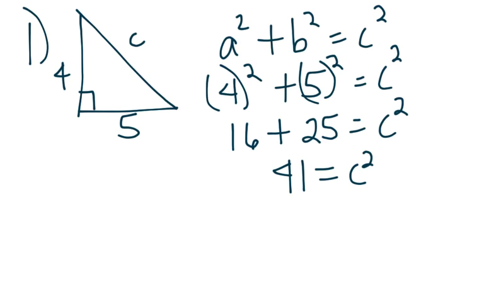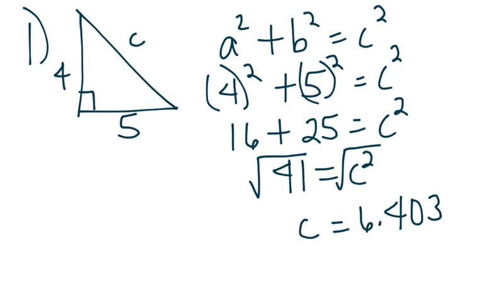If you'll remember from chapter 1, to undo squares, we have to do the square root. The square root of c squared is c, but you'll have to do the square root of 41 in your calculator, which is 6.403, but the instructions say round to the nearest tenth. Because 3 is 4 or less, then our answer is 6.4.